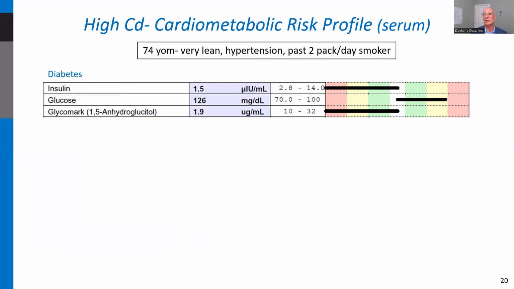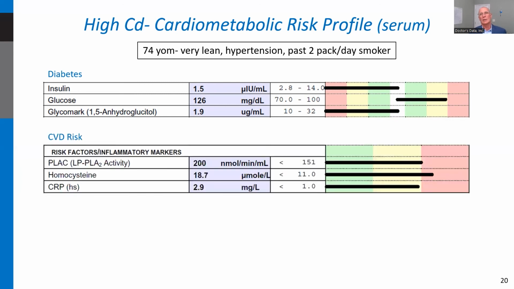1,5-anhydroglucitol, was very low. So that's an indication of postprandial hyperglycemic episodes, where the very high levels of glucose prevent the resorption of the naturally occurring 1,5-anhydroglucitol, and so we see very low levels in the serum. So really not a good setup with respect to diabetes for this cadmium-laden patient. Looking at cardiovascular risk factors, the lipid profile was absolutely horrendous for this patient.